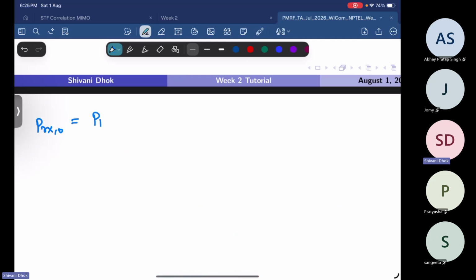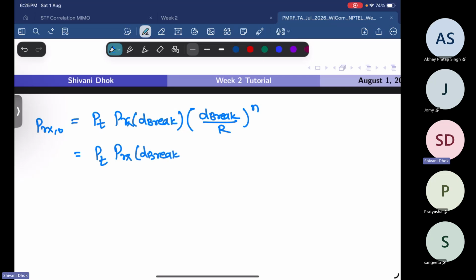So this is your transmit power into your received power at d break into d break by r to the power n, or in other words I can also write it as transmit power into PRX d break into r power n, r power minus n into d break, d break power n into r power minus n.